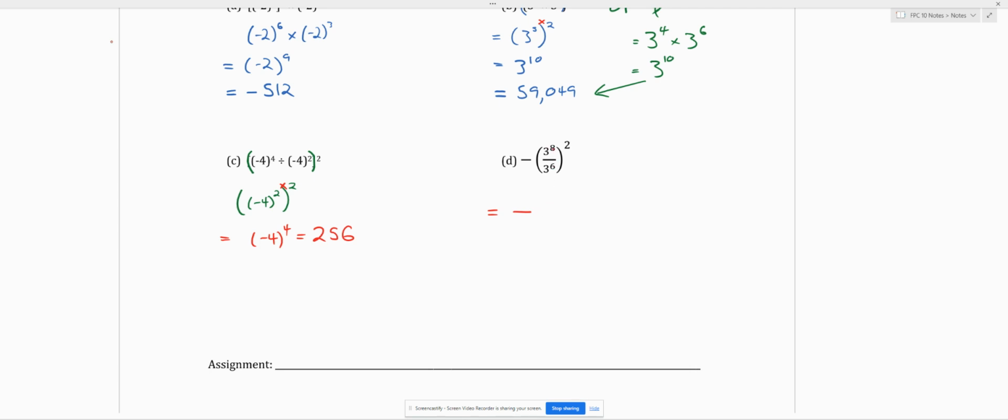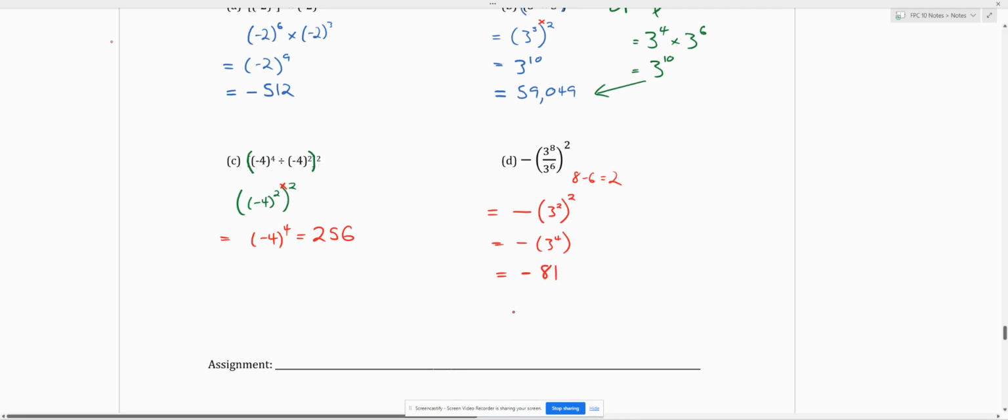Again, I'm going to do inside my brackets. I'm going to use my quotient law first here and subtract these. So that's going to give me 8 minus 6, which is 3 to the 2. Okay, so I'm just doing 8 subtract 6 here to get my 2. And then I still have this raised to the power of 2. So negative is still out front there. And now I have 3 to the 4. Negative again, still there. And 3 to the 4 is going to give me 81. So I get negative 81 overall.